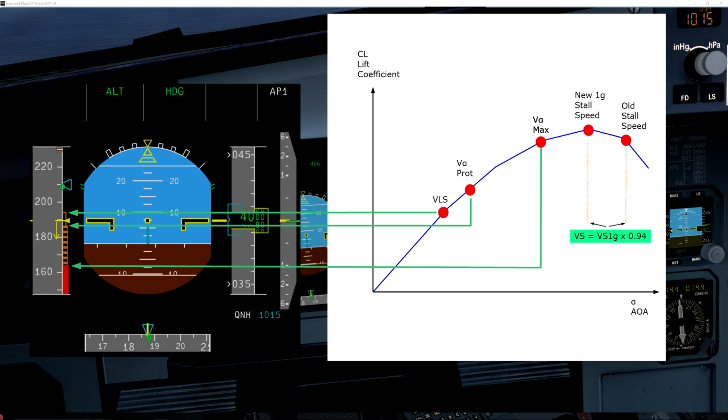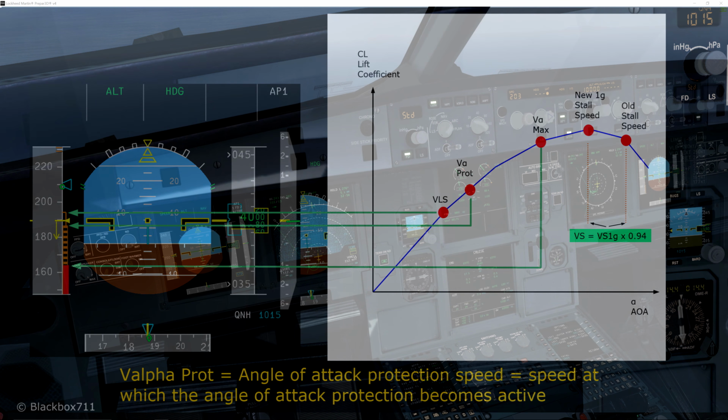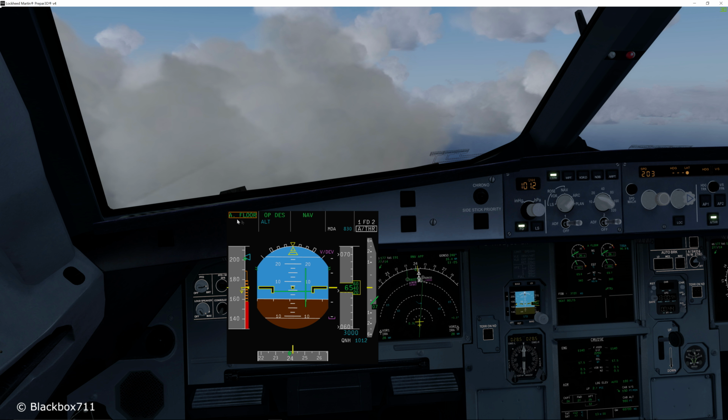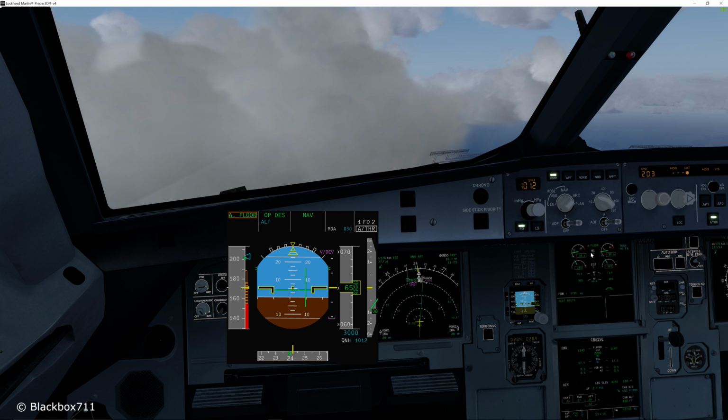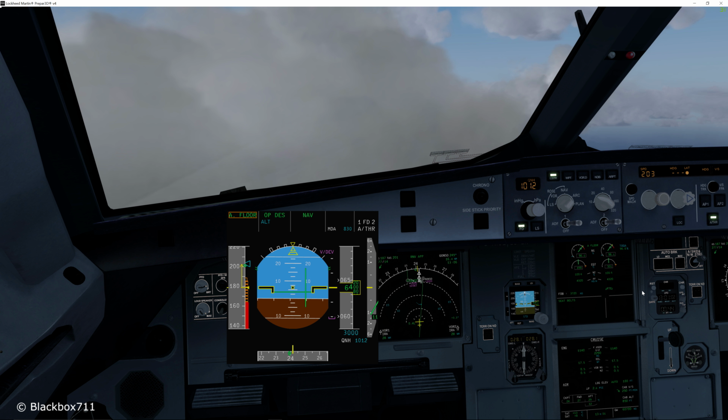We've talked about VLS, and then if you increase the angle of attack further, you will get to the V alpha prot area. That's the orange and black amber strip. And if the speed drops into that area, then at some point the angle of attack protection becomes active. You will notice that with alpha floor being displayed in the primary flight display mode annunciation, and also on the engine warning display between the N1 indications, it will also say alpha floor. And in this case, even when auto thrust is off, auto thrust will engage and TOGA power is applied automatically.